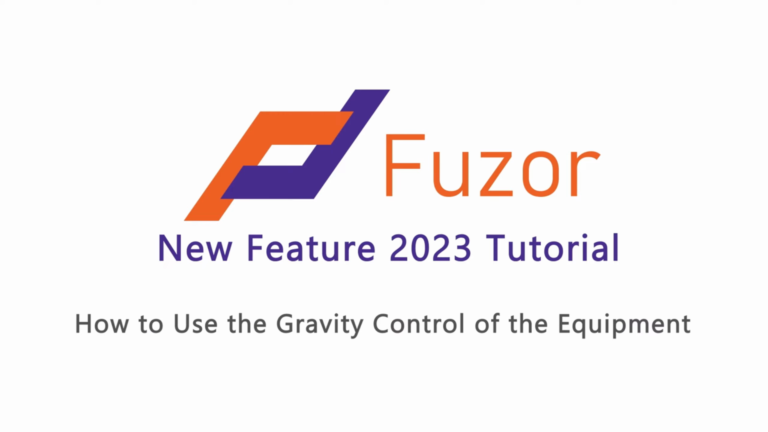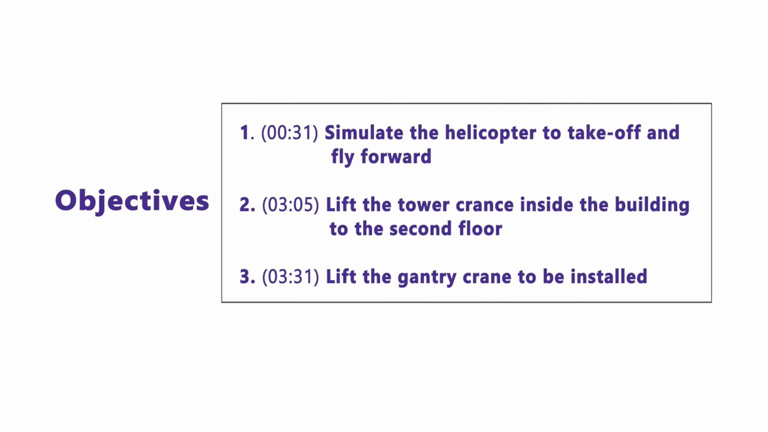This new feature 2023 tutorial video will teach you how to use the gravity control of the equipment. The first objective is to simulate the helicopter to take off and fly forward. The second is to lift the tower crane inside the building to the second floor. The third is to lift the gantry crane to be installed.